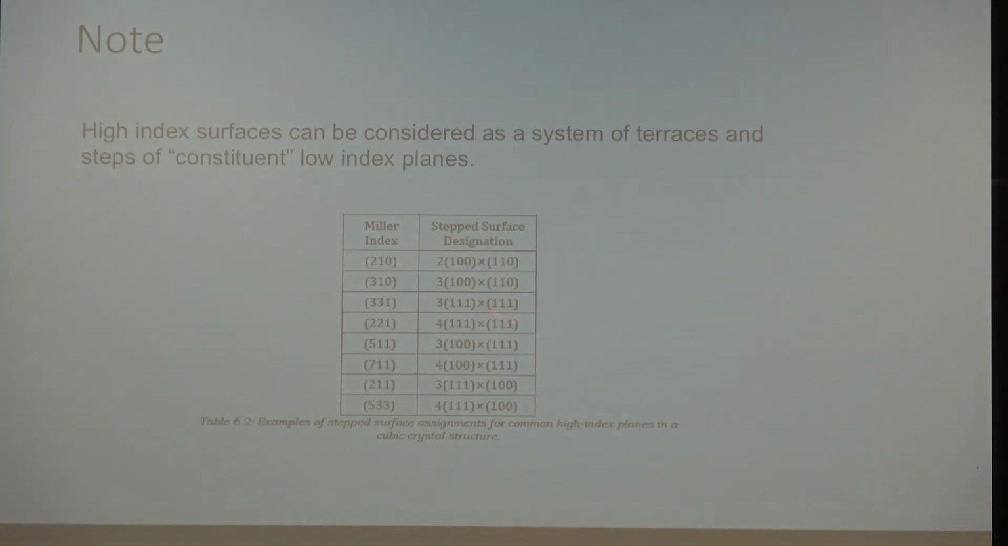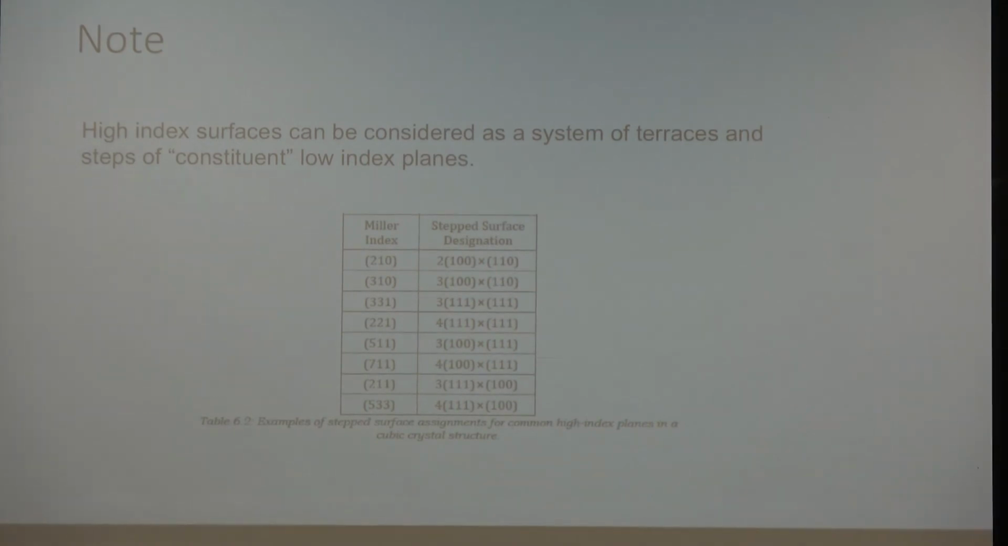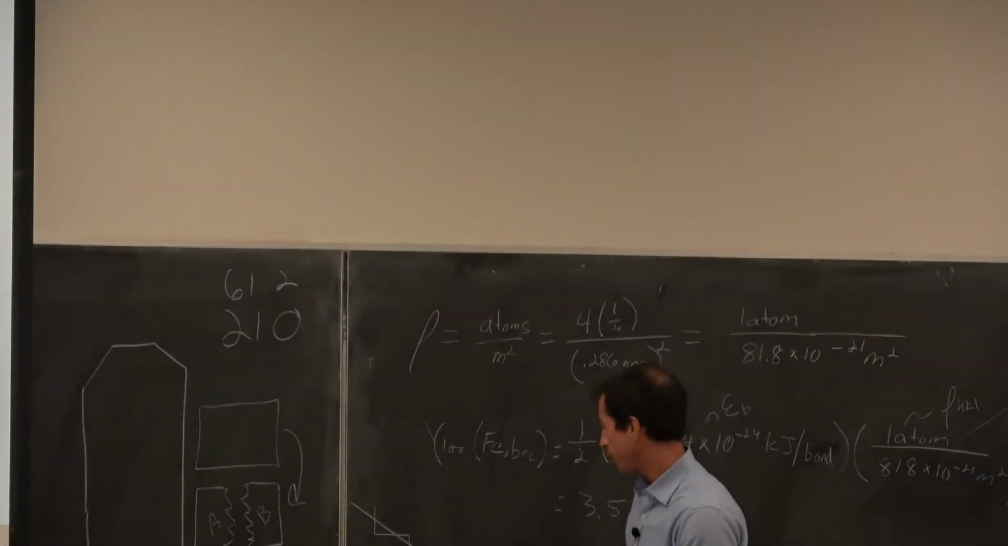Actually, should that be a plus instead of multiply? Well, it doesn't add up. That would be a 4. Yeah, it doesn't add up. No, it doesn't matter. I don't think it should add up, because you're thinking about this plane being a system of these. Just because this complicated plane, like a 7-1-1, goes through a system of terraces and steps like that, right?